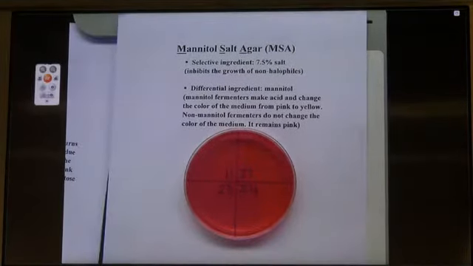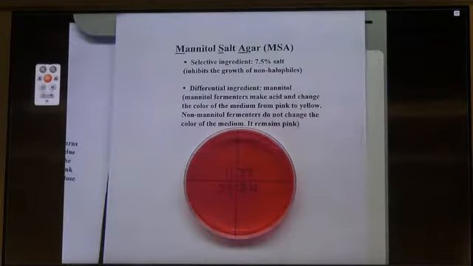This plate, medium, mannitol salt agar, is both selective and differential. What makes this medium selective? 7.5% salt. It means only halophiles or salt-loving organisms will grow on it. Non-halophiles will not grow on it. This medium is also differential, and the differential ingredient is the sugar mannitol.